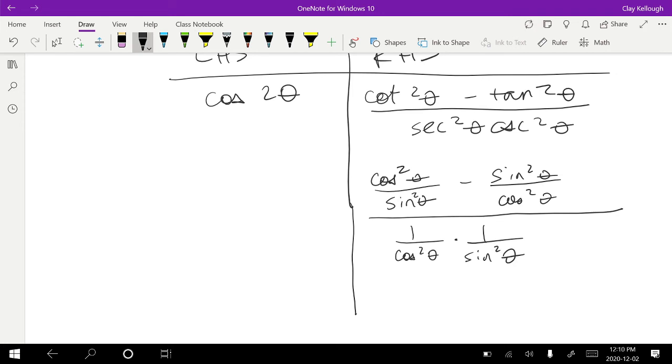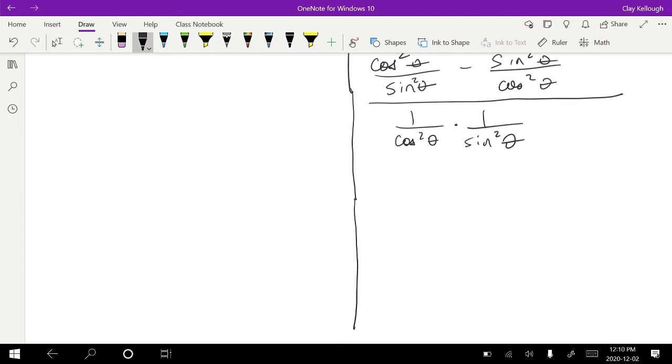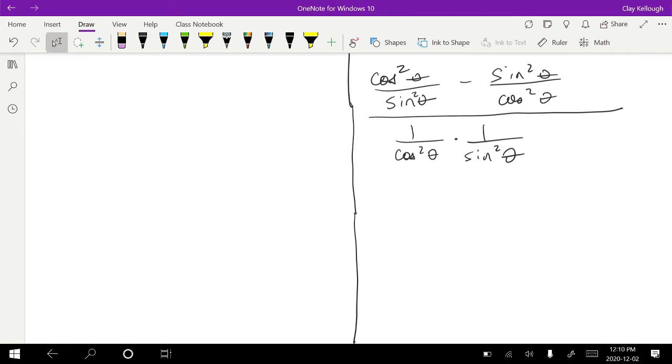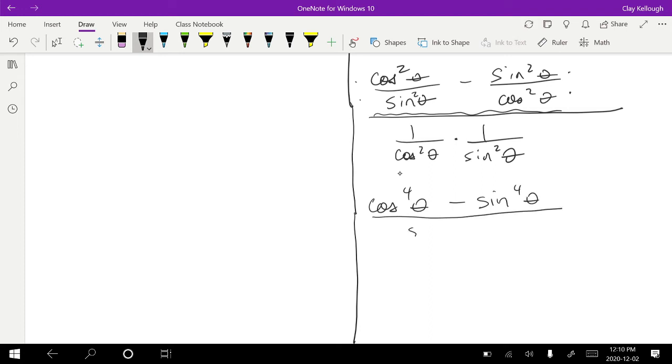Okay, that's looking interesting. It's still really complicated compared to the other side, right? So I'm going to have to simplify that somehow. Can we simplify the top? Well, we can combine these two things here using a common denominator. So my common denominator is going to be sine squared cos squared. So that means I'm multiplying this one by cos squared over cos squared. So that's cos to the 4. And then I'm multiplying this one by sine squared over sine squared, so that's sine to the 4, all over sine squared, cos squared.